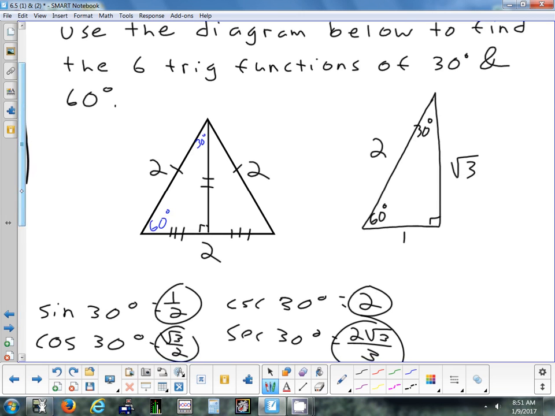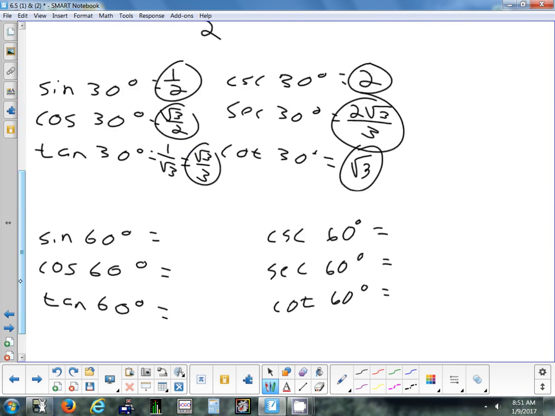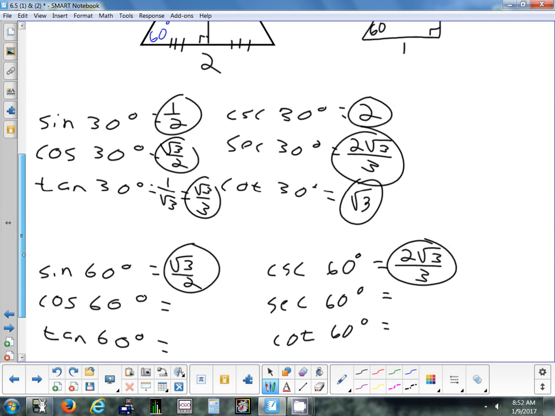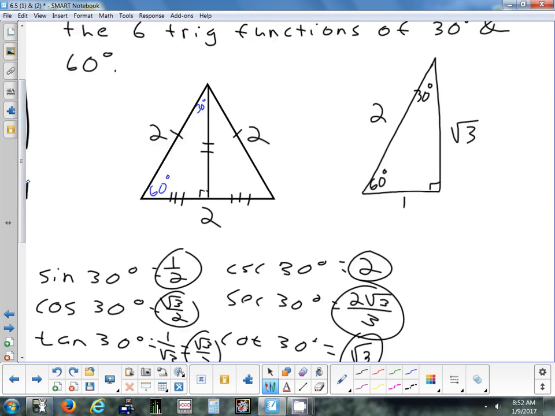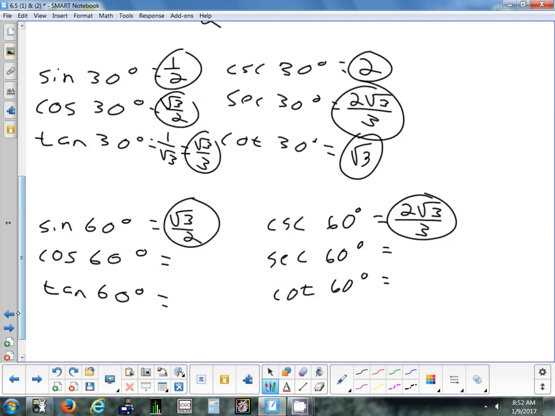So now the sine of 60 is opposite over hypotenuse. So it's square root 3 over 2. And that means the cosecant is 2 root 3 over 3. Cosine is adjacent over hypotenuse. Adjacent is 1, hypotenuse is 2. So the cosine of 60 is a half. And the secant of 60 would be 2.